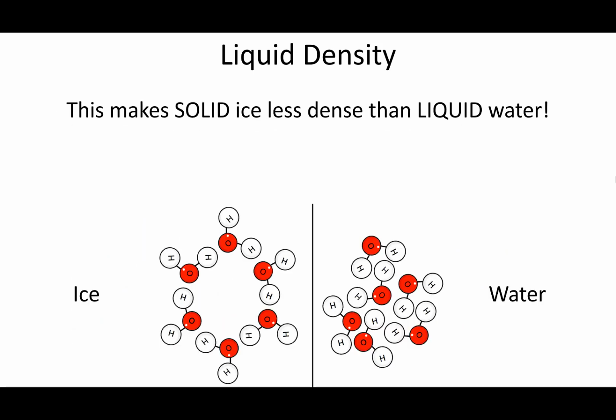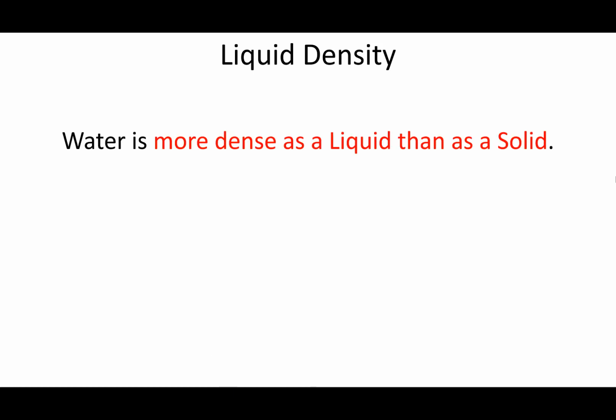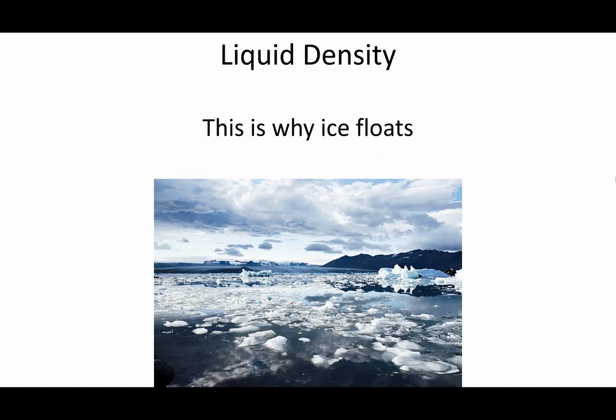And this makes solid ice less dense than liquid water, because the solid ice has all this empty space in the middle. But the liquid water, because it's forcing the particles to move, breaks this structure down, so they bump into each other more often. So water is more dense as a liquid than as a solid. And that's why ice floats.